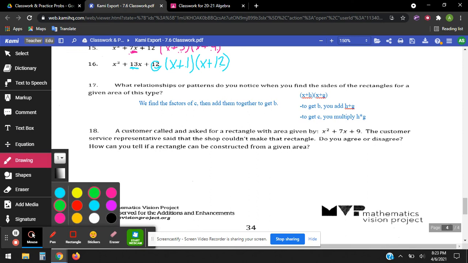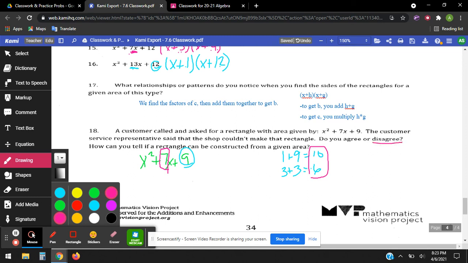If we have x squared plus 7x plus 9, first we're going to look at this 9. So the factors of 9 are 1 and 9, 3 and 3. Well, 1 plus 9 equals 10. 3 plus 3 equals 6. So neither one of these matches a 7.